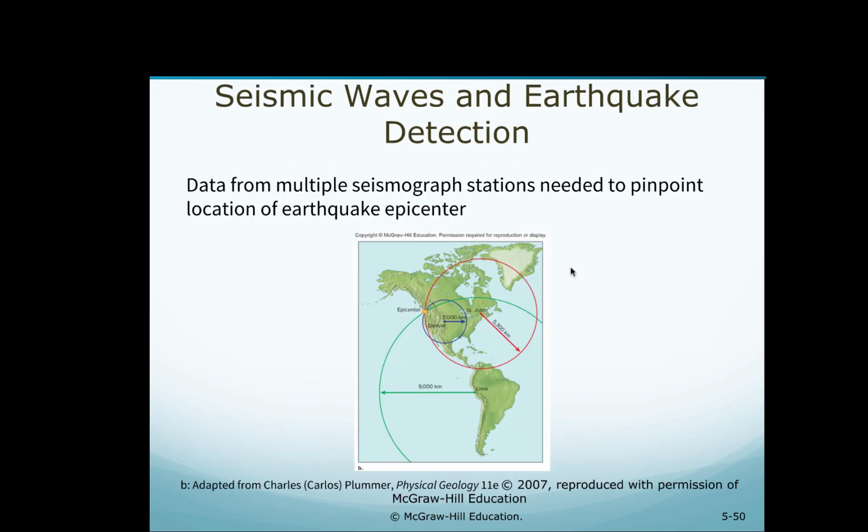The data from multiple seismograph stations are needed to pinpoint the location of the earthquake's epicenter. So they compare all of these seismograph data in order to figure out where it is. And when you get several seismographic stations that have the waves arriving very close together, then they know that that's very close to the epicenter.